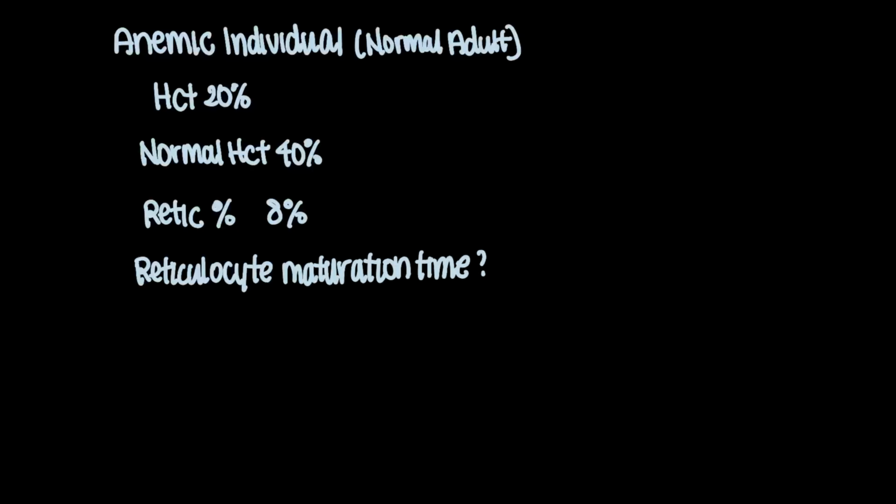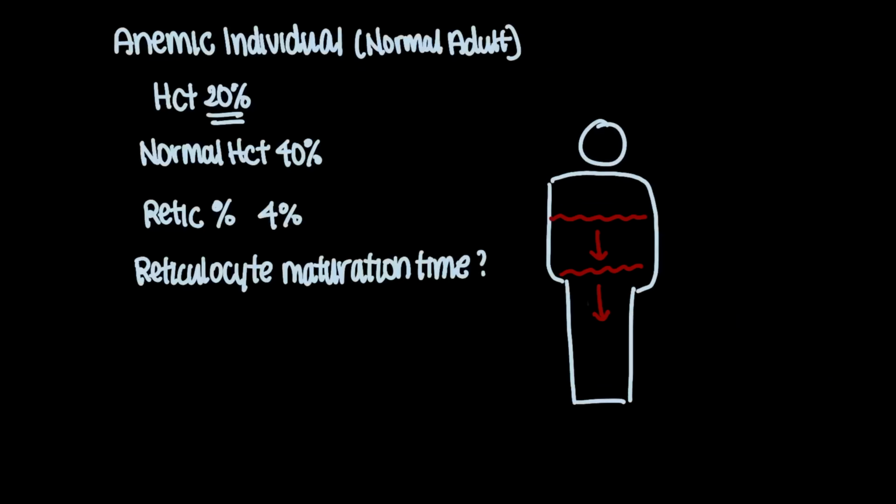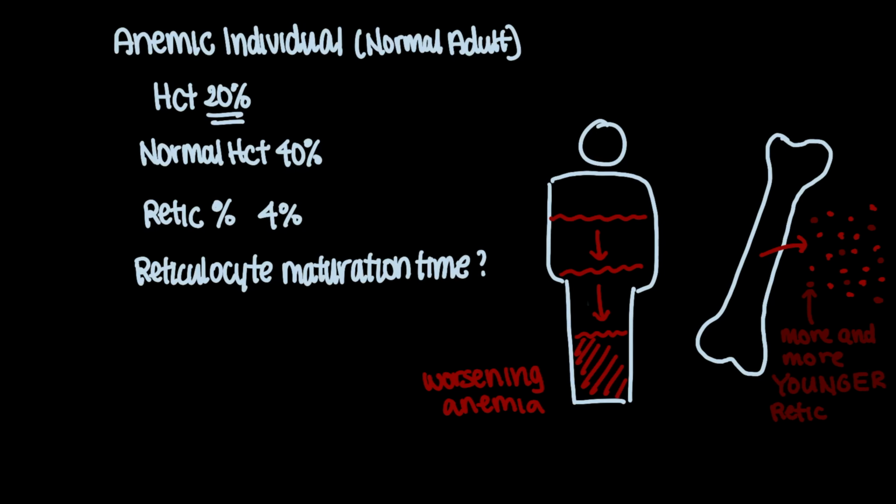So we want to compare the degree of anemia with how much the body is producing red blood cells within a single day to address that state of anemia. The problem is, as our body becomes more and more anemic, our body's response pushes out more and more younger reticulocytes that take a longer time to mature into red blood cells and thus stay in the peripheral blood as reticulocytes for longer.